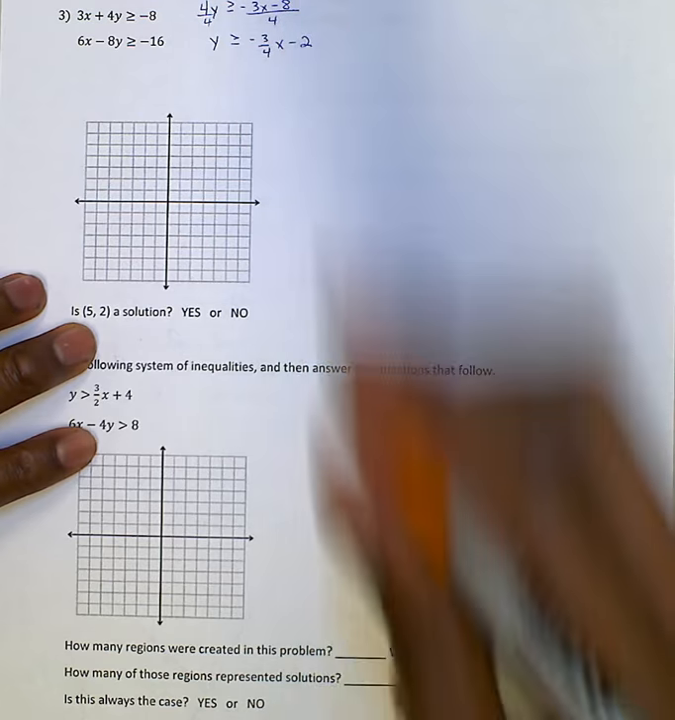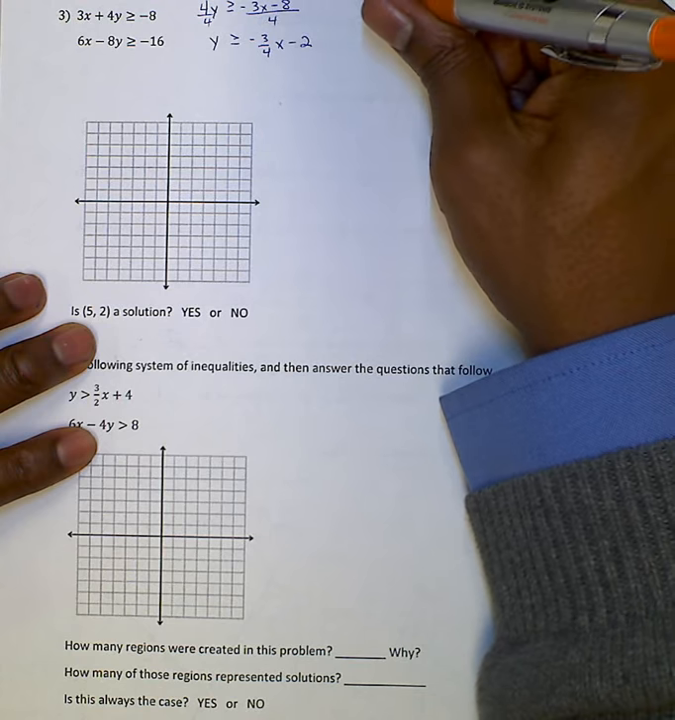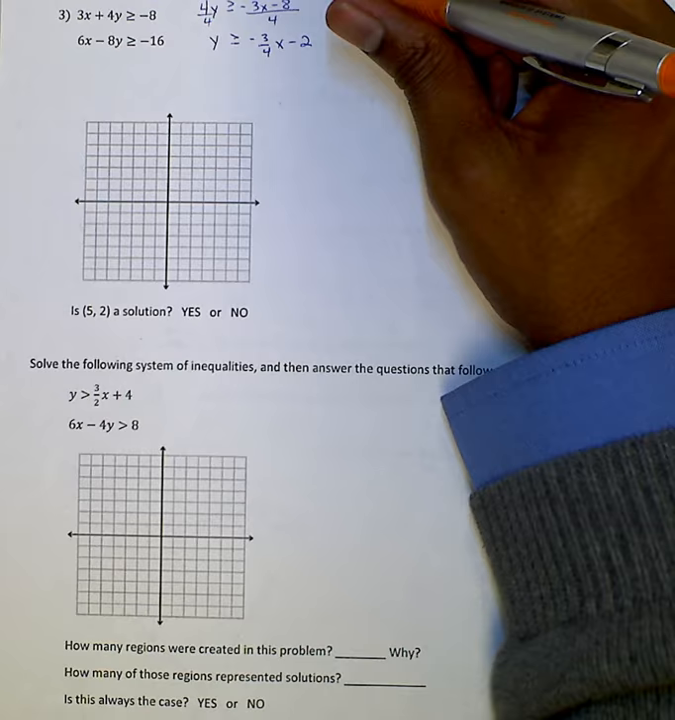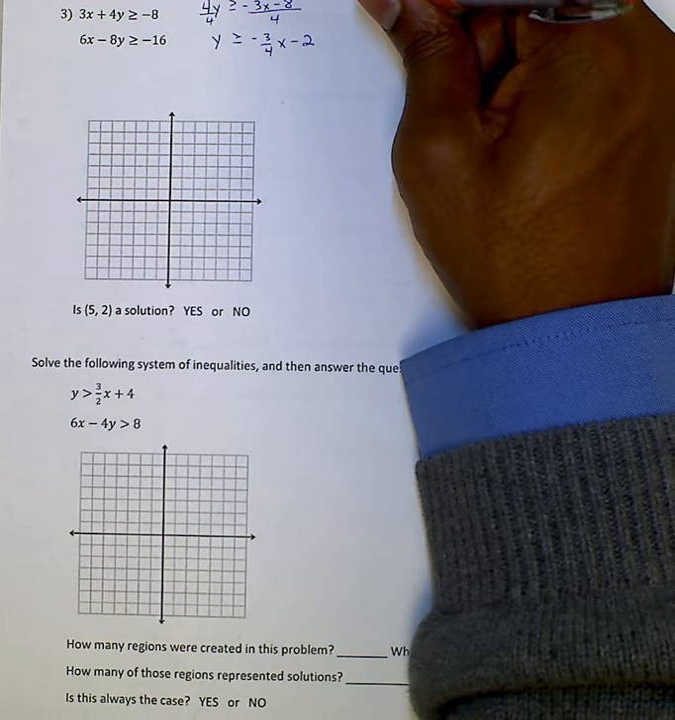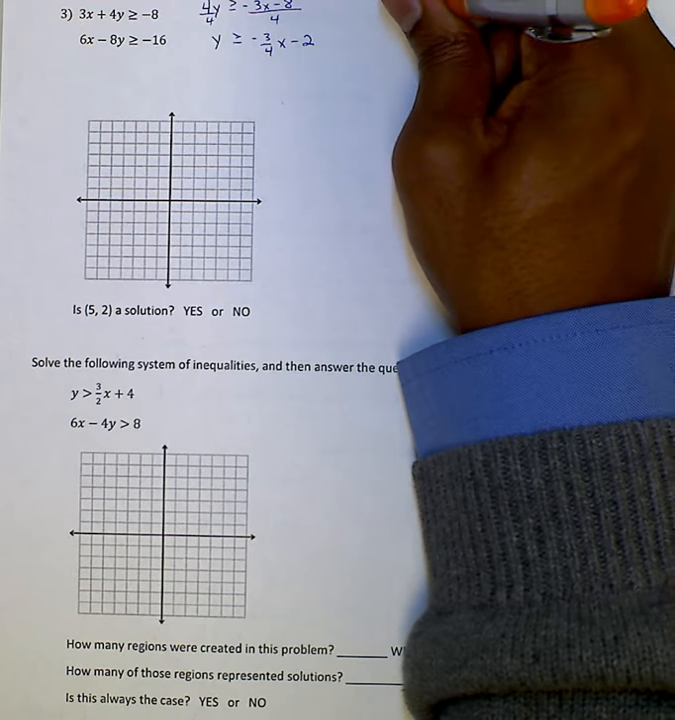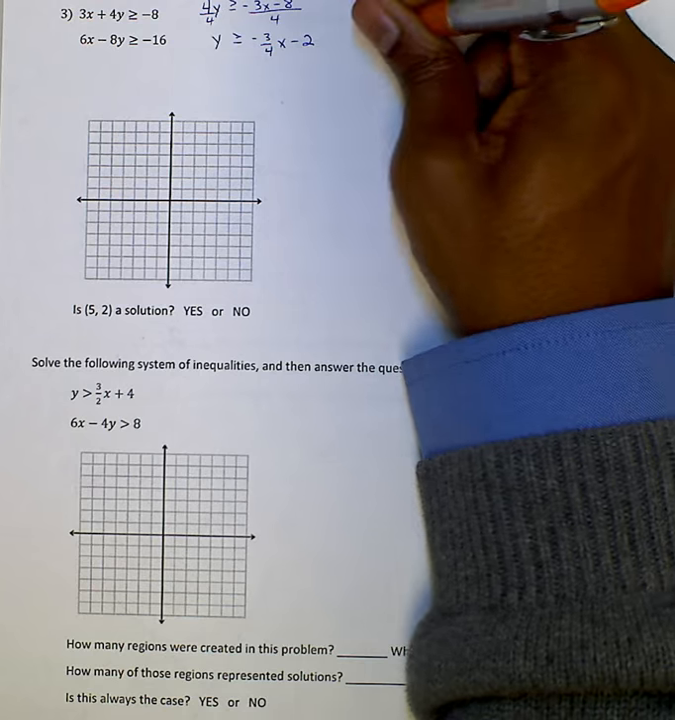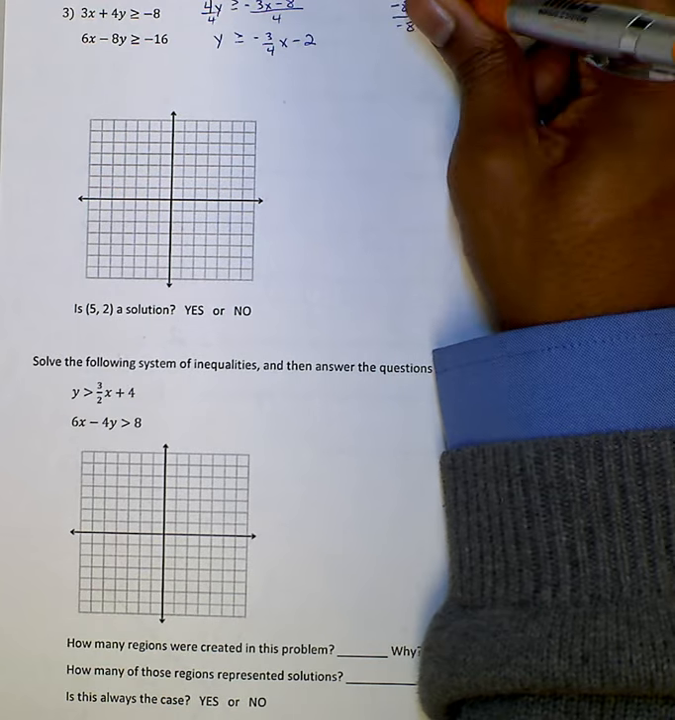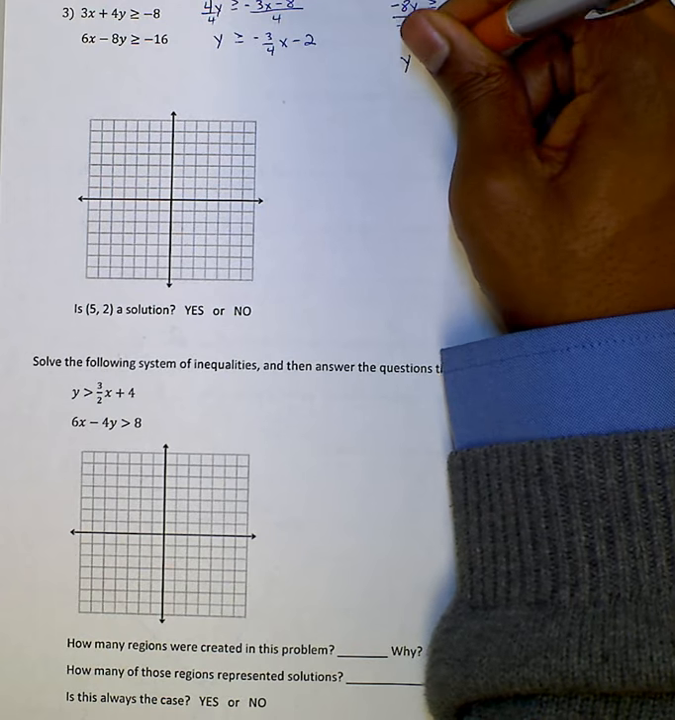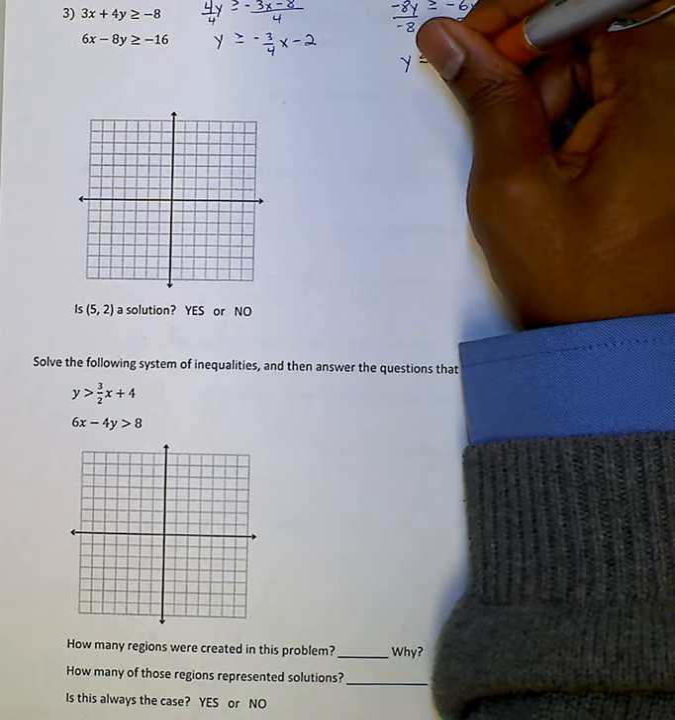Okay, that's my first line. I'll go ahead right now and just do the second line. So I have 6x minus 8y is greater than or equal to -16. I'm going to subtract 6x from both sides, so I have negative 8y is greater than or equal to negative 6x minus 16, and then I'll divide by negative 8. Remember, since I'm dividing by a negative number, now I have to flip the sign, so I have 6 over 8, which is 3/4 x plus 2.